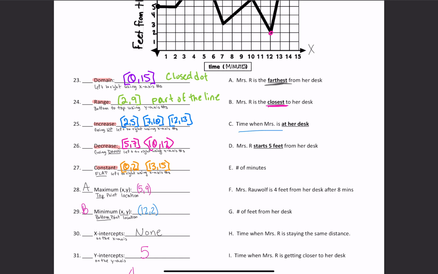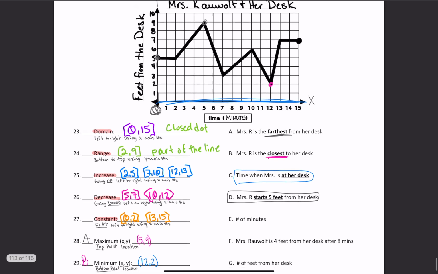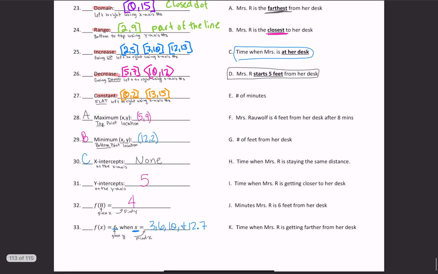The time when Miss Rawolf gets to her desk, well, it would have been somewhere down here on this line, right? Well, that would have been my x-intercept, so C is with number 30. Next up, we have D, when Miss Rawolf starts 5 feet from her desk. Well, here's 0 times 0, and here's where I start 5 feet. Well, that was my y-intercept.